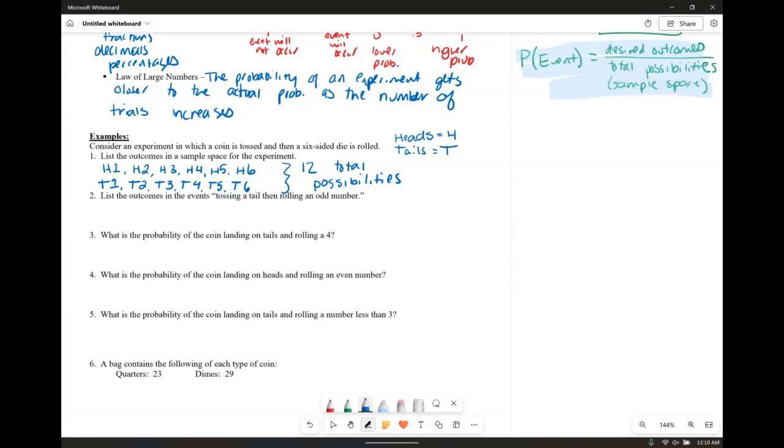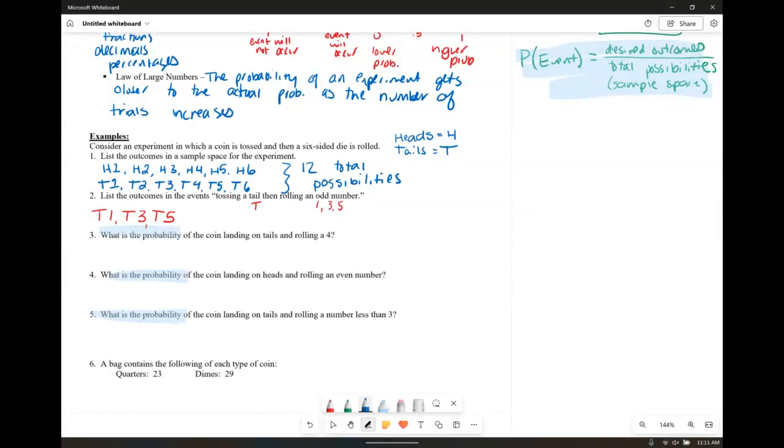Okay? All right, so now we're going to be a little bit more specific. I'm going to list the outcomes in the event tossing a tail and then rolling an odd number. Well, the odd numbers I could possibly roll would be a 1, a 3, and a 5. Okay? So my outcomes would be tails and a 1, tails and a 3, tails and a 5.